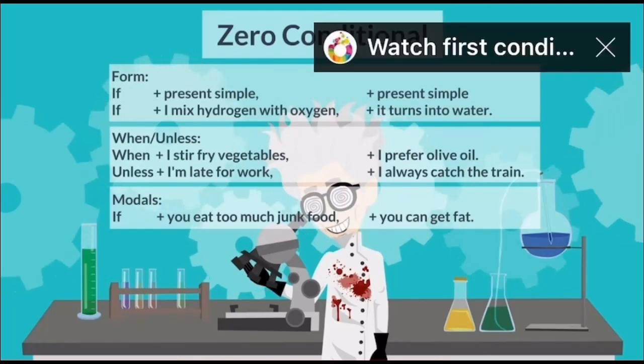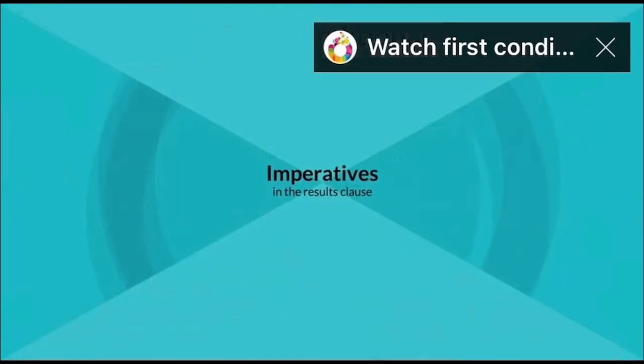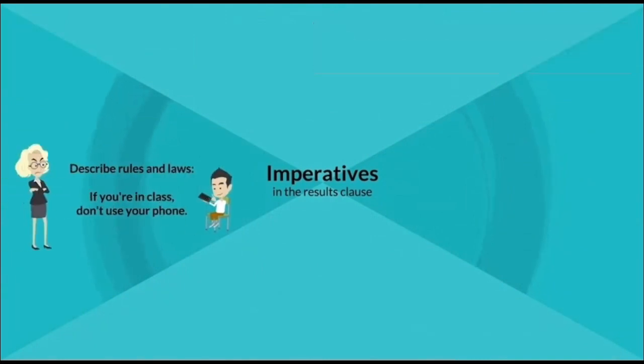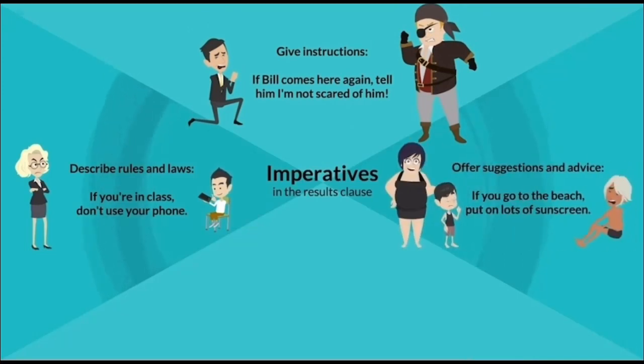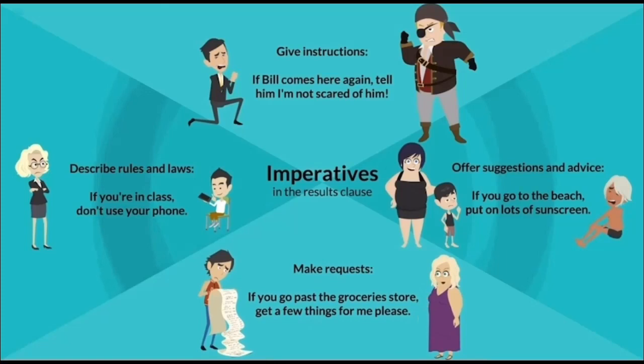Let's talk about the imperative in the result clause. First, it describes rules and laws. If you are in class, don't use your phone. Give instructions. If Bill comes here again, tell him I'm not scared of him. Offer suggestions and advice. If you go to the beach, put on lots of sunscreen. And make requests. If you go to the pasta store, get a few things for me, please.